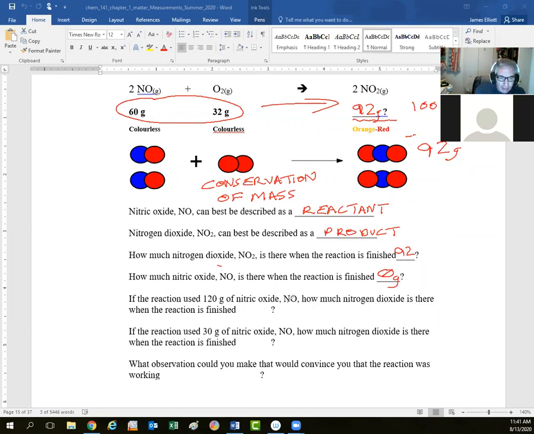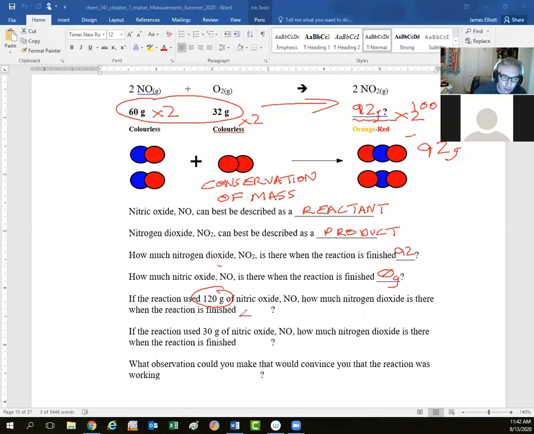If 120 grams of nitric oxide is used, how much nitrogen dioxide would be produced when finished? So normally we use 60 grams. We're suggesting that the reaction use 120. 120 compared to 60, that's twice as much. And we'll get into this in much more detail later on in chapter 5, where a reaction is like cooking. If you double the proportions of your starting ingredients, like if we doubled the amount of oxygen being used, you would expect to double the proportions of the product as well.